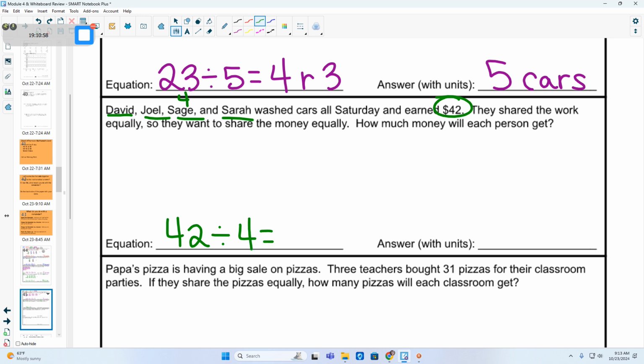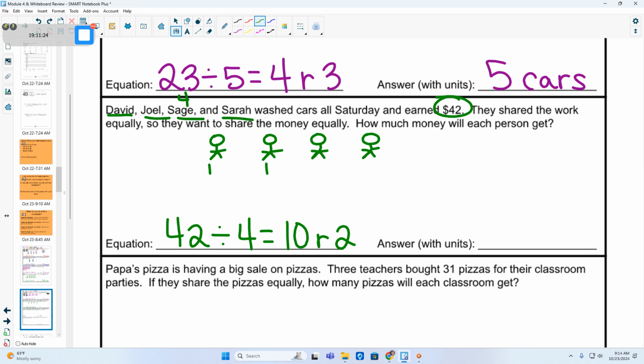So if you split money between 4 kids, you could draw it or you could use your multiplication knowledge. I know that 10 times 4 is 40, but it's 42, so there's going to be 2 left over. If you can't do that in your head, then draw the 4 kids, David, Joel, Sage, and Sarah, and take that $42 and divide it up between them.